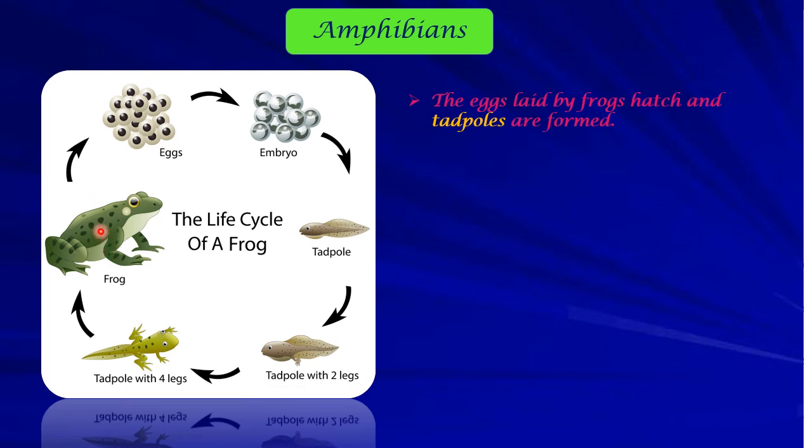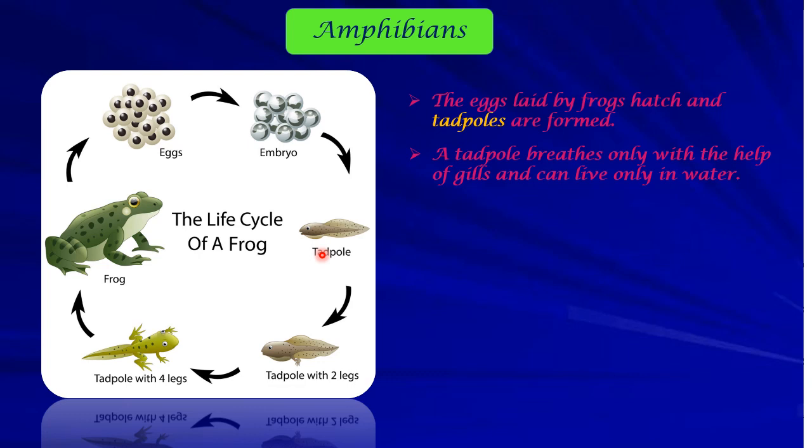So here, the frogs lay eggs in water. The male and the female frogs will lay the eggs and then they will join together and form the embryo. Later the tadpoles will be formed. The eggs laid by the frogs hatch and tadpoles are formed. This will be a fish-like structure. A tadpole breathes only with the help of gills and can live only in water. As I told, it looks like a fish in structure. It possesses gills in this particular stage, and if it is out of water, it will not be able to survive.